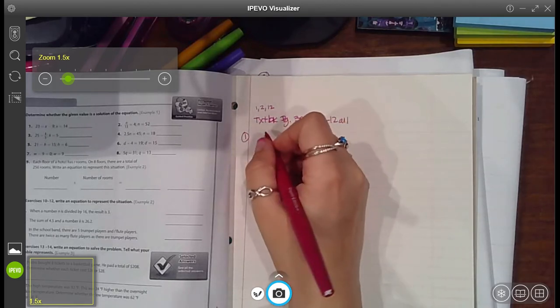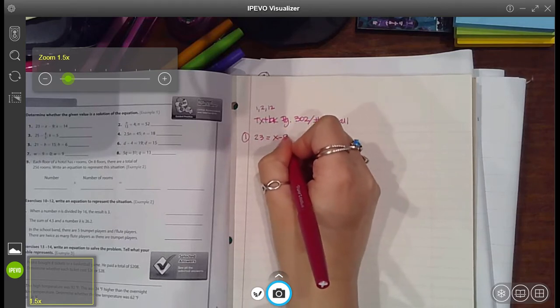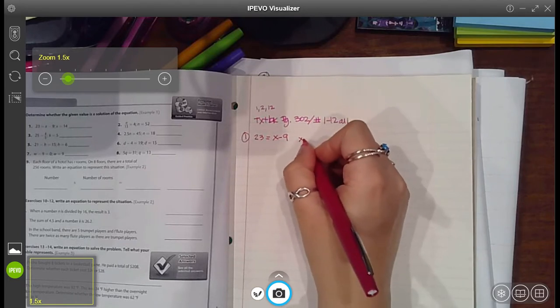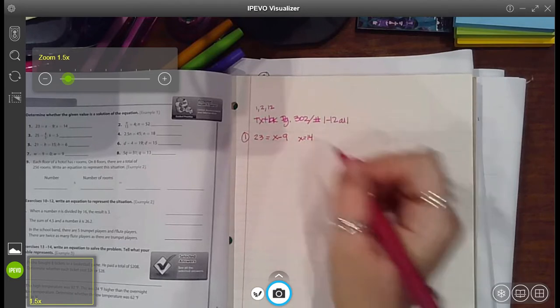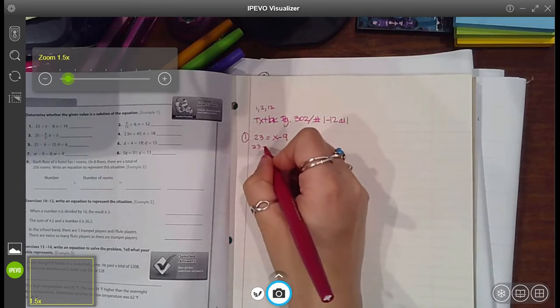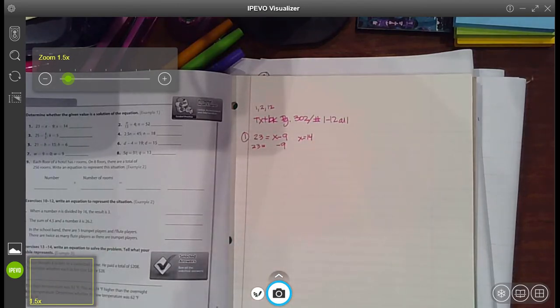So for number 1, you have the equation 23 equals x minus 9. Okay, and then they want to know, is x equals 14 a solution to that equation? So I'm going to rewrite the equation, but instead of an x, I'm going to replace it with what they think x is equal to. They think x is 14.